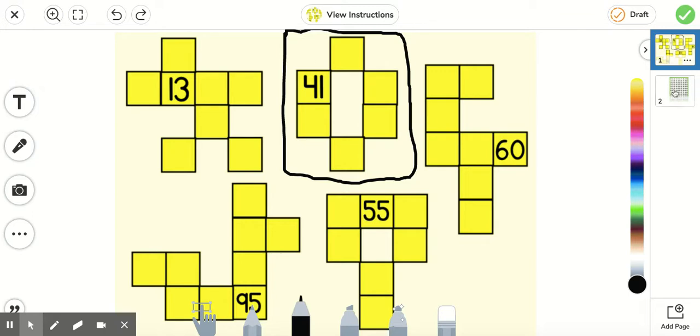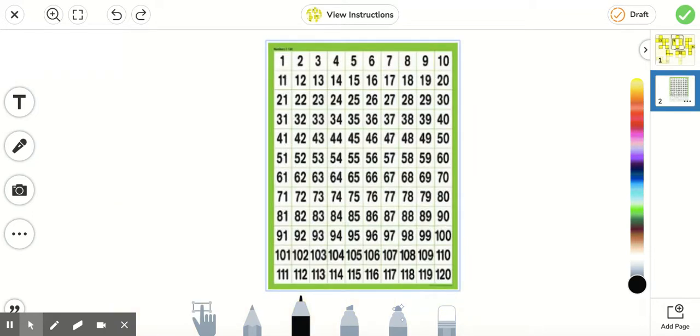So let's go to our 120 chart and find 41. I want you to point to 41 with your finger. And then I'll highlight it. 41, right there. So it doesn't want to know what's next to 41. It wants to know what's next to that. So what number should that be? That's right. It should be 43.